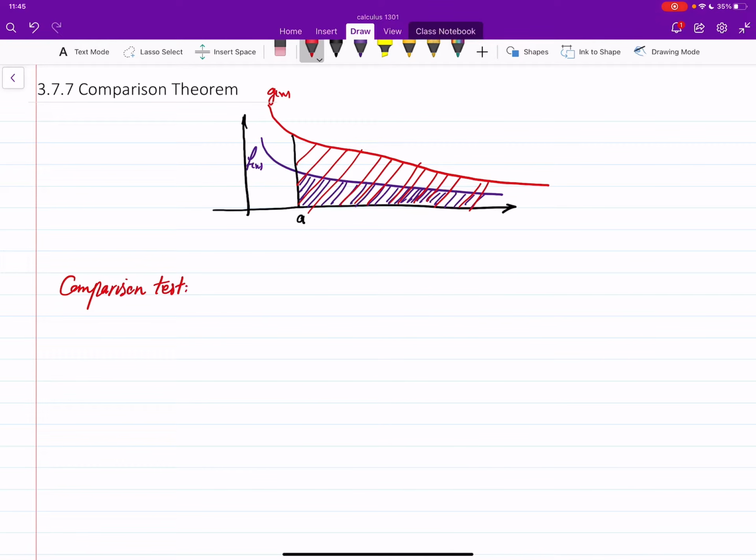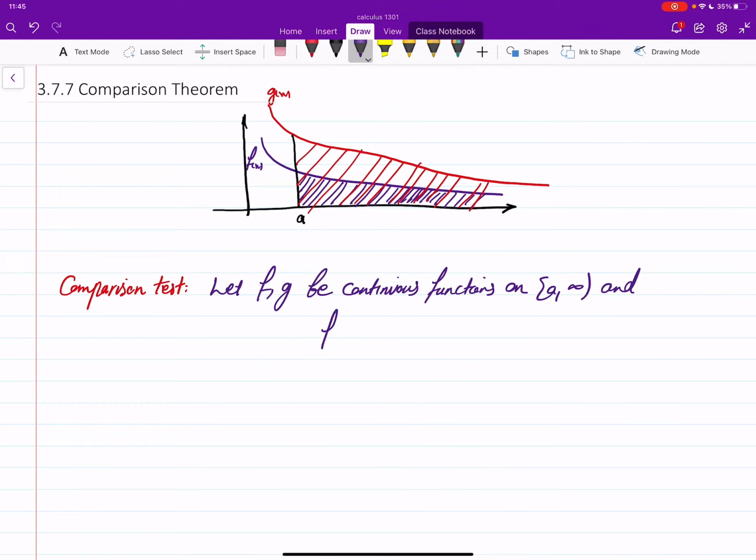So we have two continuous functions. Let f and g be continuous functions on the interval a to plus infinity, and we know that for all x bigger than or equal to a, f(x) is less than or equal to g(x), and f is always positive. So we are dealing with two continuous functions, one bigger than the other, and both of them positive. Then there are two cases.